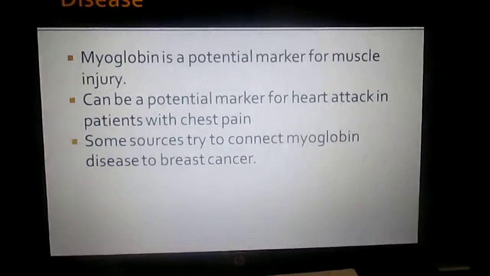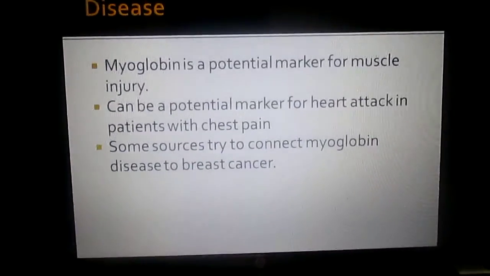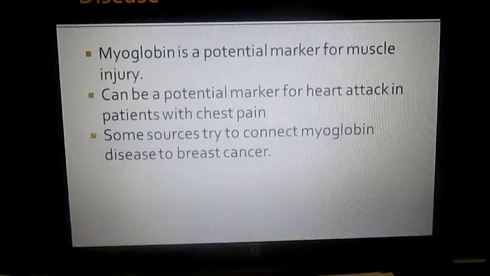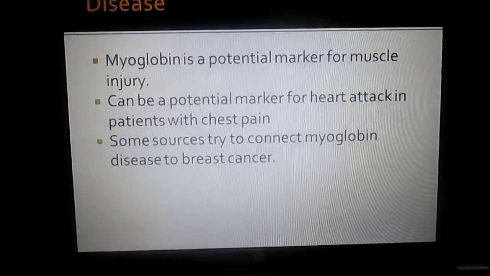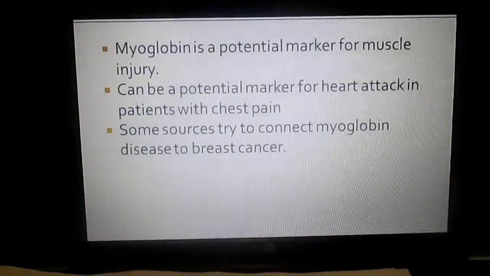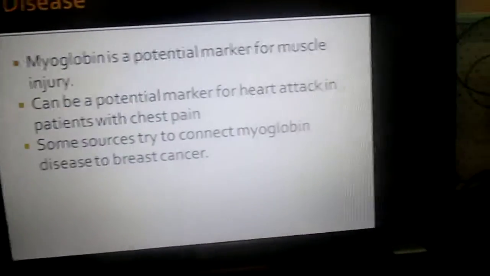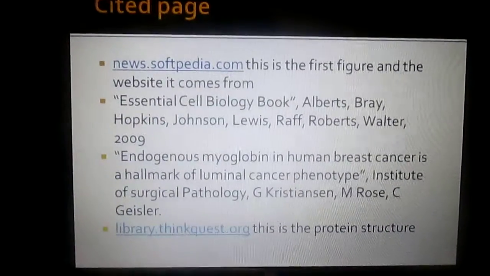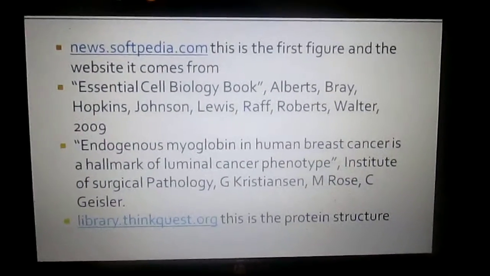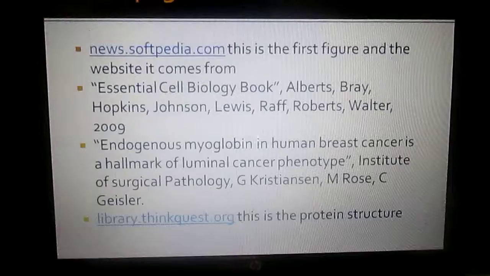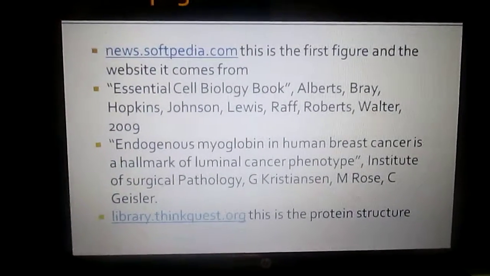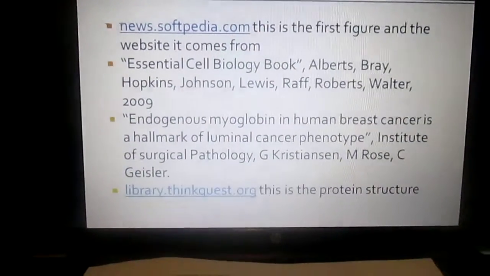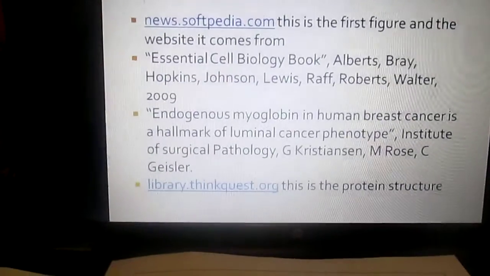Now, the diseases of myoglobin: myoglobin is a potential marker for muscle injury. It is said that it can be a potential marker for heart attack in patients with chest pain. Some sources try to connect myoglobin to breast cancer. And this is the cited page that I got: the article on endogenous myoglobin in human breast cancer, which was trying to connect myoglobin to human breast cancer.